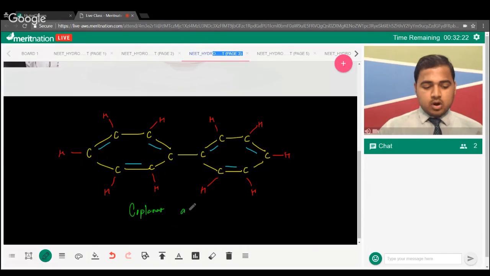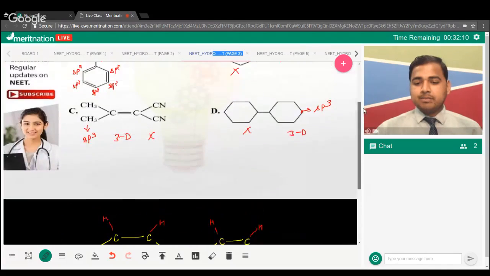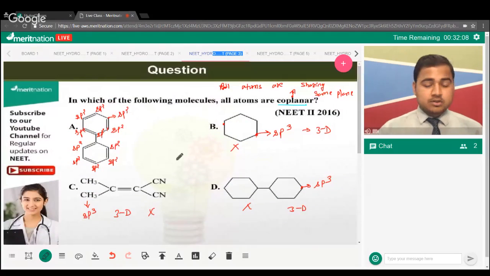Coplanar, all atoms in biphenyl. Biphenyl. So this will be the correct answer. So finally, our correct answer is, okay, I'll try to avoid red color on the dark pages. So this will be our A answer, the correct one.